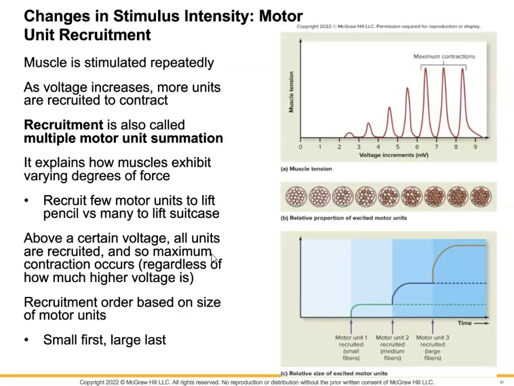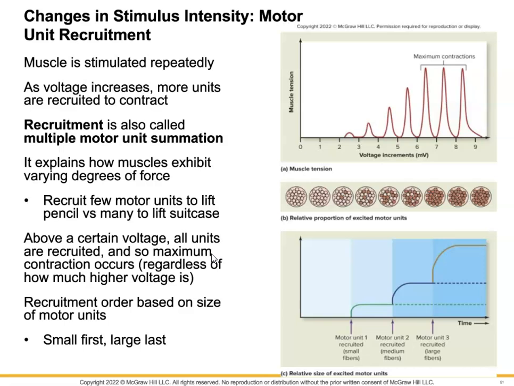Now, the difference in the force and precision of the contraction varies because of the changing number of motor units that are activated. So if you have a small number of motor units activated, there's fewer skeletal muscle fibers contracting, and that should mean, obviously, less force. But on the other hand, if you recruit a greater number of motor units, then more skeletal muscle fibers contract, and that gives you greater force of contraction.